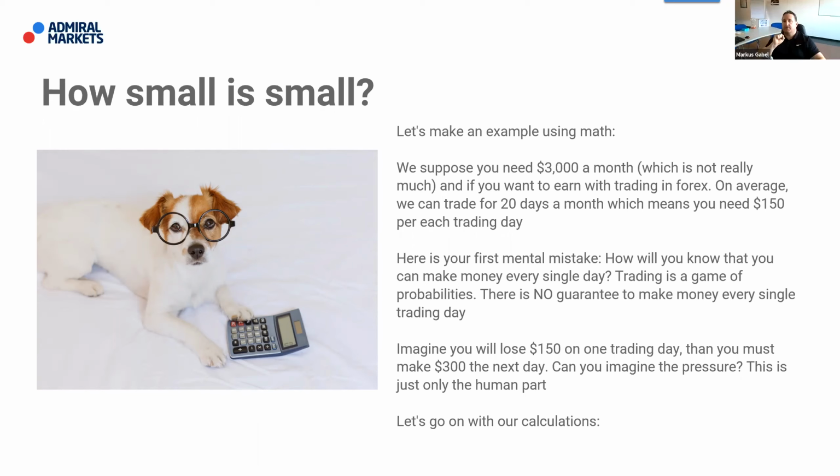Then you make your third trade. Maybe it's a winner, 20 euros. The next one is a loser, 50 euros. Then you are at a loss of 30 euros. But you know, I need 150 at the end of this day. So now you made 4 trades, and you are $30 in loss.